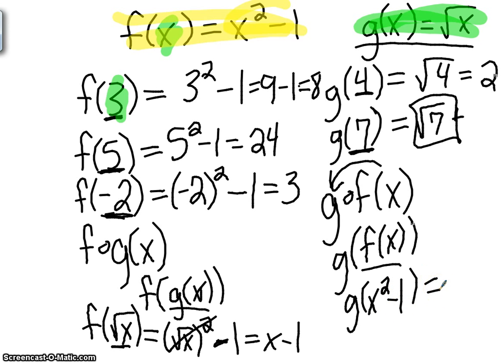Now whatever's in the parentheses, it doesn't matter what it is, has to get plugged into that equation. So this time I'm plugging in x squared minus 1 into my square root equation. And so I've got the square root of x squared minus 1. At this point I can't really simplify it, so this is a finished example, and this is a finished problem.